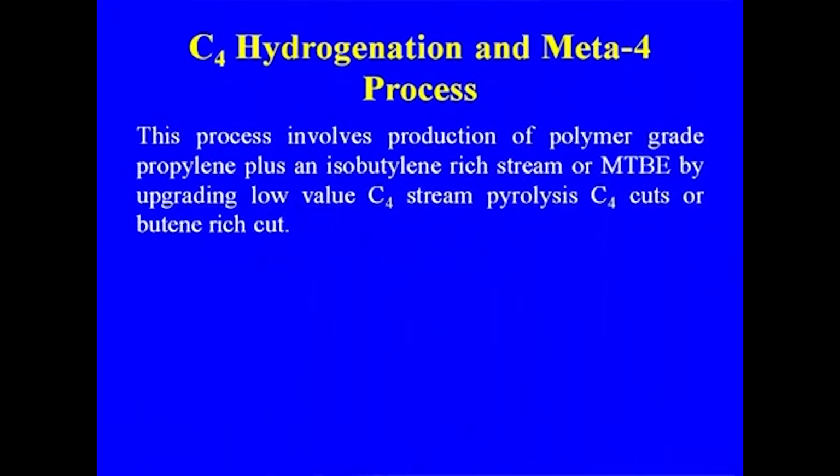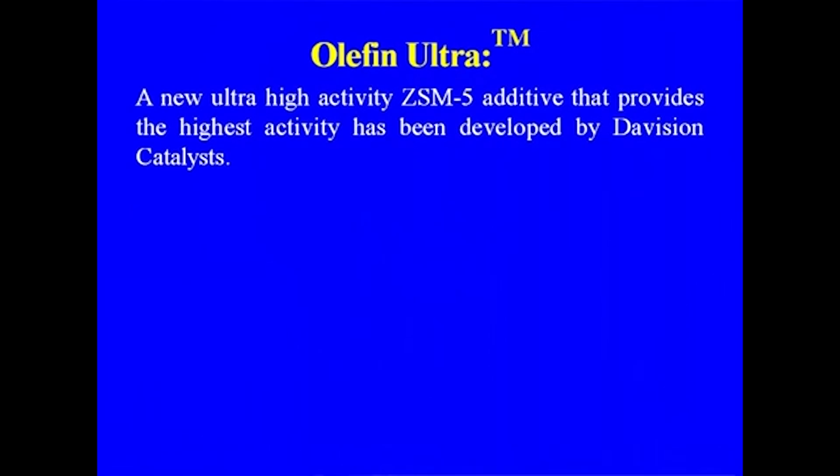Then C4 hydrogenation, already I discussed. This process involves the production of polymer grade propylene plus an isobutylene rich stream for MTBE by upgrading the low C4 steam pyrolysis C4 cuts or butene rich cut. This already I discussed. Olefins Ultra, a new ultra high activity ZSM-5 additive that provides the highest activity, has been developed by the Catalyst Division, because this is one of the largest catalyst manufacturing units in the world. Continuous development is going on in the various catalysts, whether it may be the reformer catalyst or the FCC catalyst, for increasing the yield of propylene.